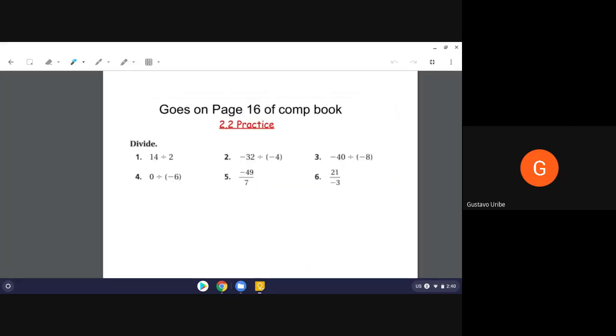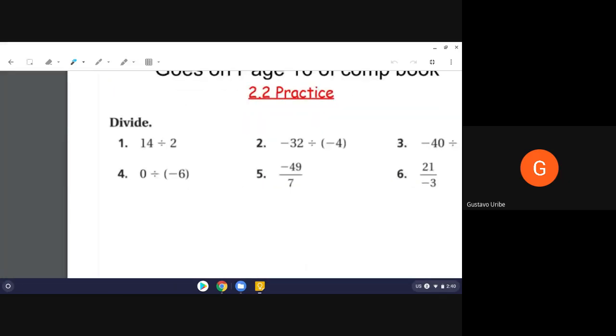So when we go over these, let's first find out the signs of these. Well, this is a positive. This is a positive. Okay, so my answer is going to be positive because the signs are the same. 14 cut in half, or 14 divided by 2.